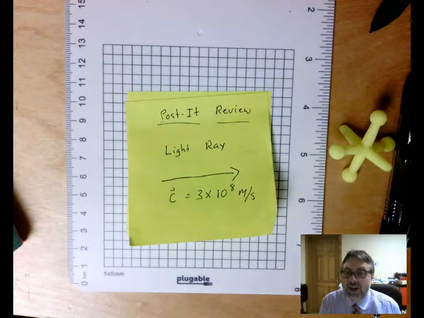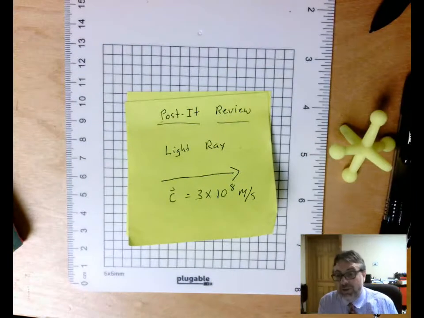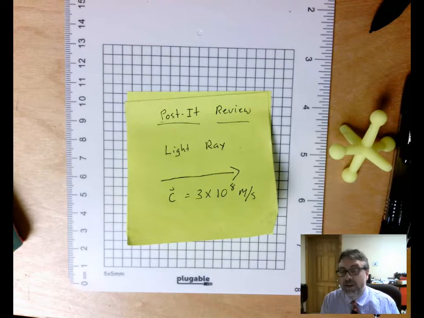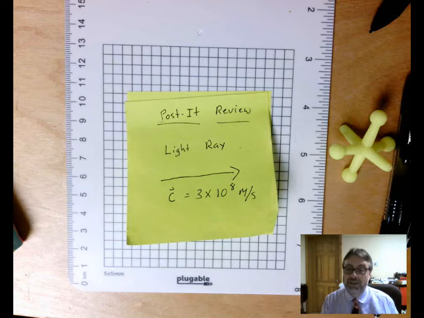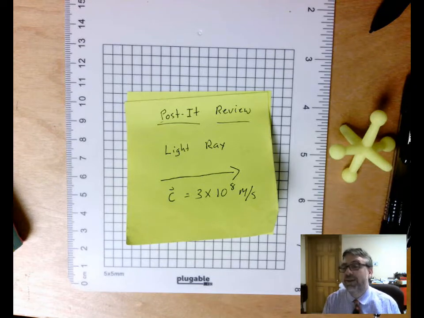Remember that we described light, the direction light travels, by drawing an arrow representing a light ray, and that all light travels at 3 times 10 to the 8th meters per second. And here when we say light, we really mean anything in the electromagnetic spectrum. It could be radio waves, microwaves, gamma rays, doesn't matter. All light travels at 3 times 10 to the 8th meters per second, at least through the vacuum of space.